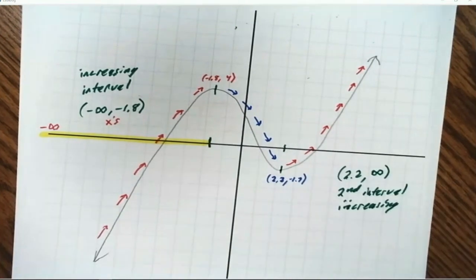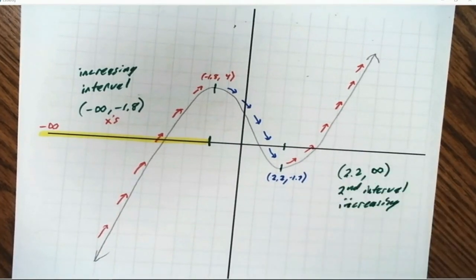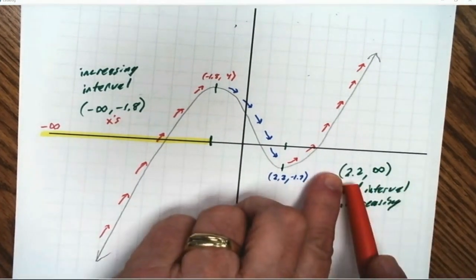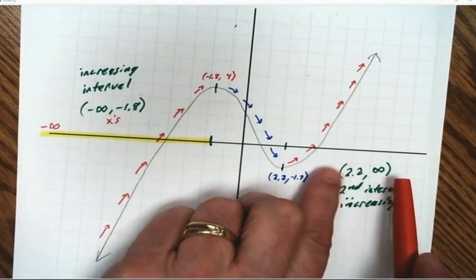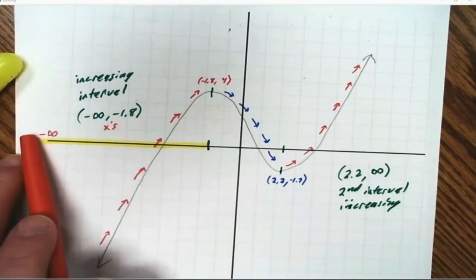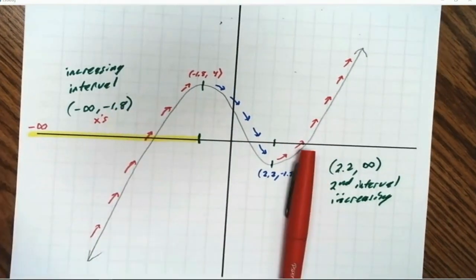A second interval. So there are two increasing intervals. And these are the boundaries. This is an interval. This is the beginning and ending place. It starts at 2.2 and goes all the way to infinity. That's the beginning and ending of this interval that's increasing. This one starts at negative infinity and goes all the way till it gets to negative 8. That is the interval. You tell me, where does the interval start? Where does the interval stop?